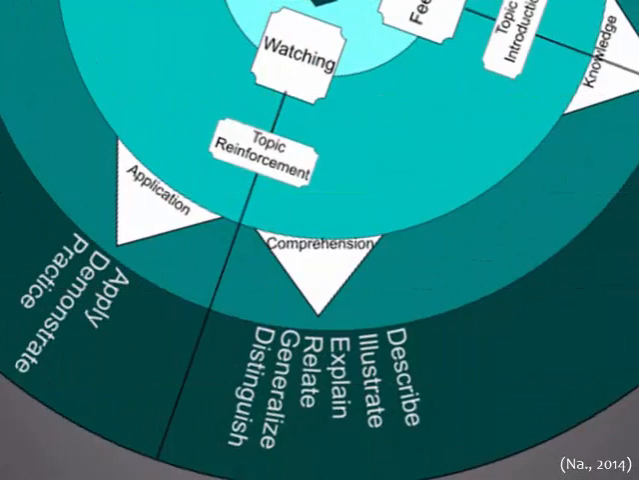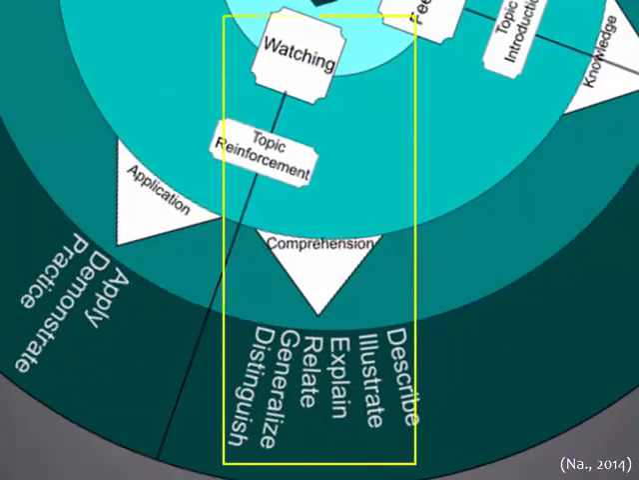The next level of competency is comprehension, a higher level of understanding where students and employees can connect the information to their experiences for the purpose of reinforcing the initial knowledge learned. Students and employees are asked to demonstrate an understanding of knowledge. To do this, students and employees are asked to describe, illustrate, explain, relate, generalize, or distinguish information.